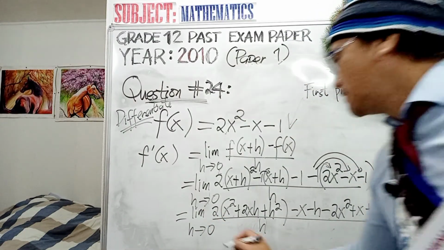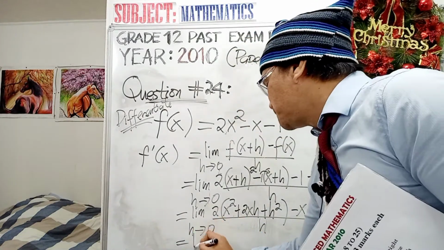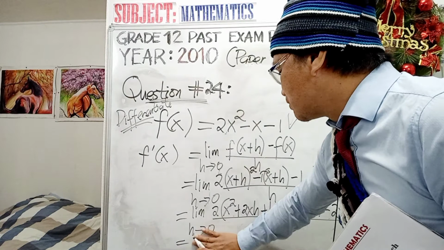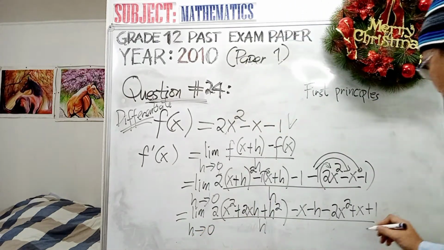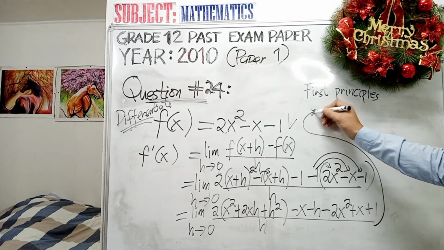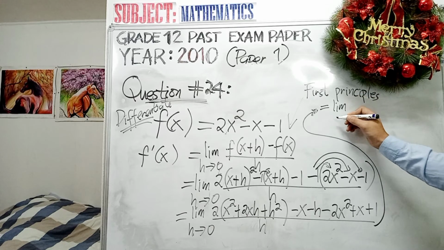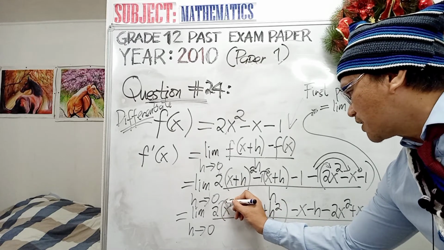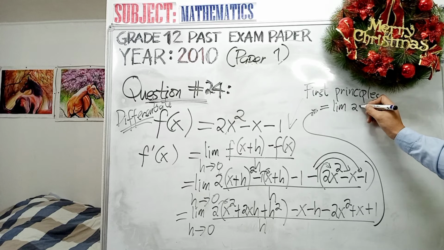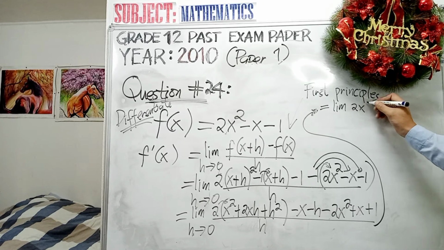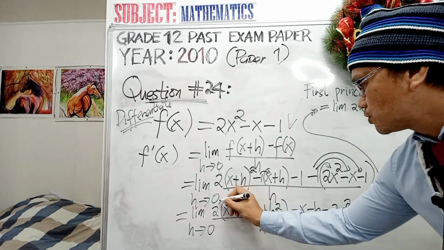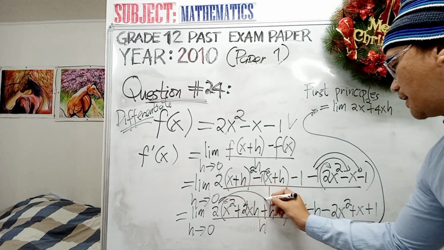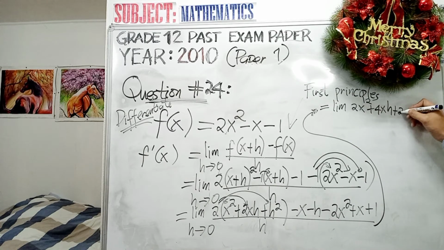Do we still have space underneath? Okay, let's check. The limit, okay, it's not clear anymore, so we have to go to the other side. So from here, let's now have this point here. So we have equals limit, this one. You're now going to simplify this by removing the brackets. So 2 times x squared is equal to 2x squared, plus 2 times 2xh is 4xh. And then 2 times h squared is positive 2h squared.